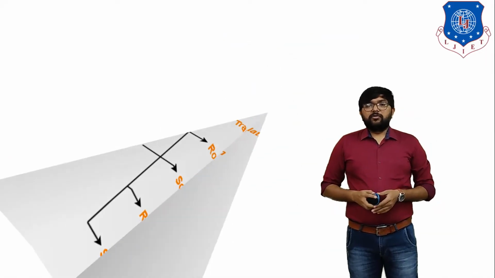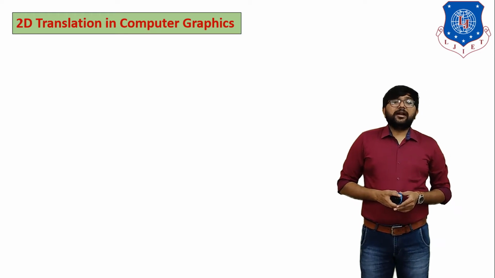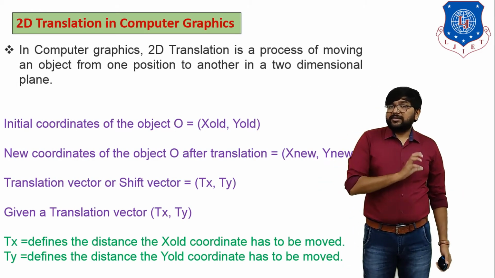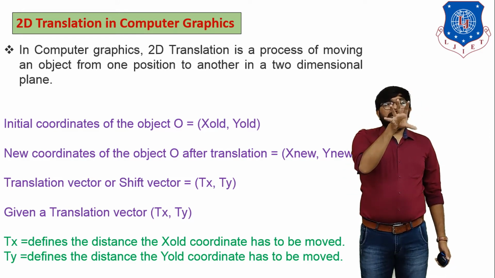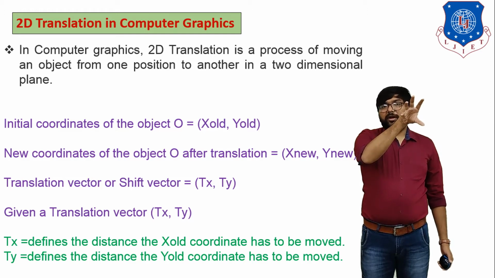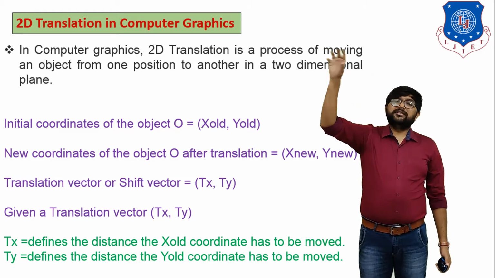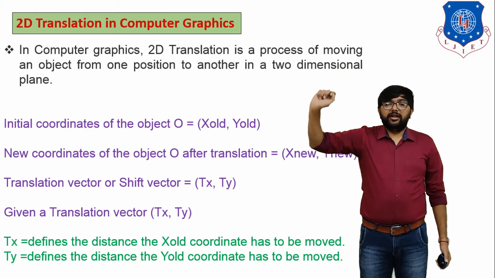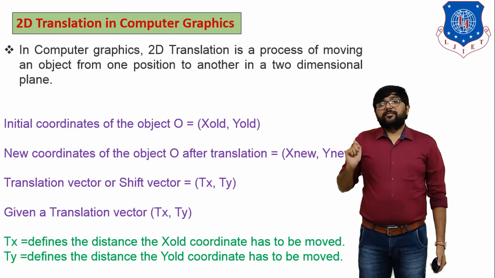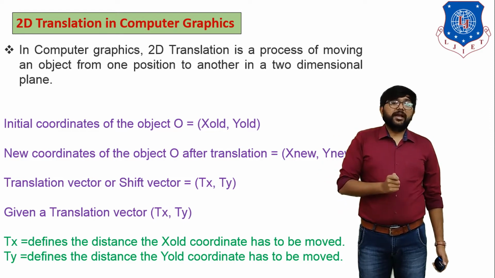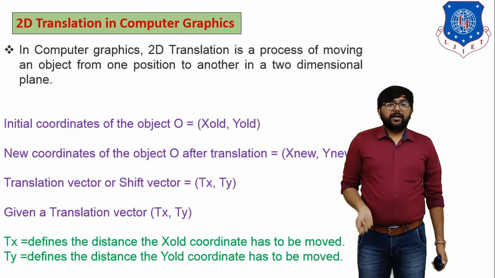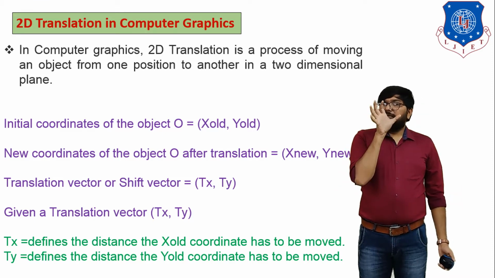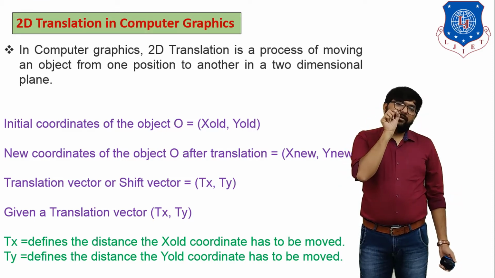Clear? Okay. Now next, what is 2D translation in computer graphics? We already discussed that. Translation means, suppose the original position of a triangle is this one in the first quadrant. If you want to change the position of this triangle, then this is the process of 2D translation. In computer graphics, 2D translation is the process of moving an object from one position to another position in a two-dimensional plane.